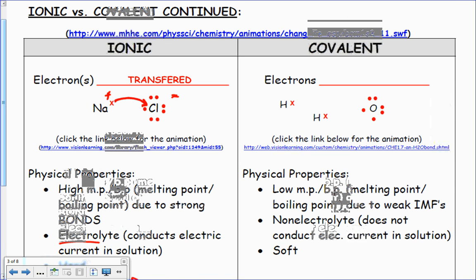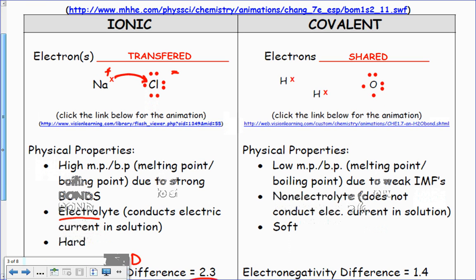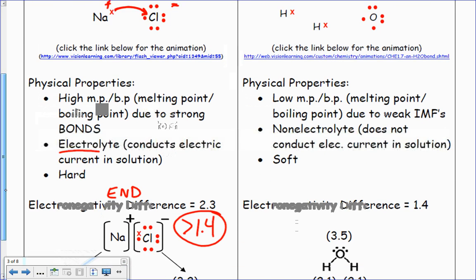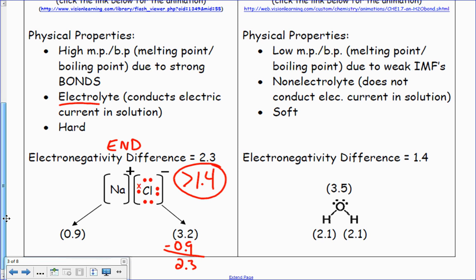Now on to covalent. Here, our electrons are shared. Physical properties, just like with the metals and nonmetals, are going to be basically opposite. I'm going to have a low melting point and boiling point due to the weak intermolecular forces. It is a non-electrolyte, so it's not going to conduct electricity, and it is also soft.